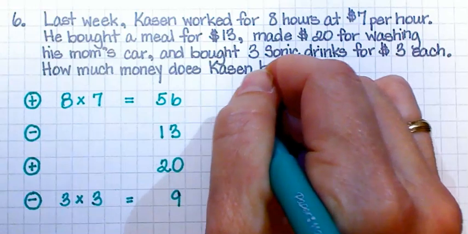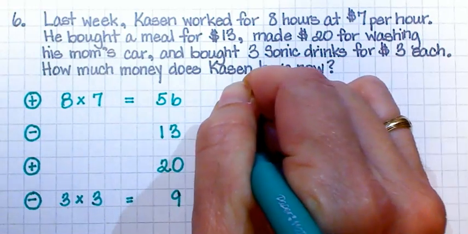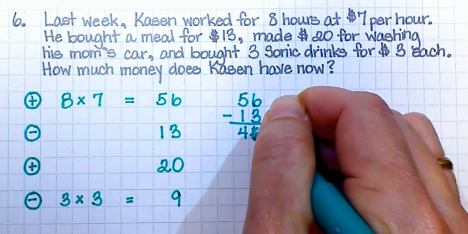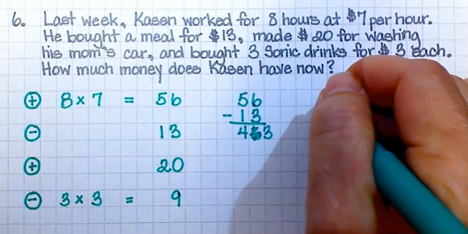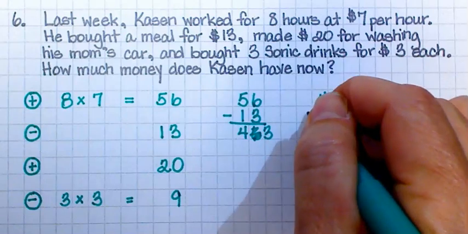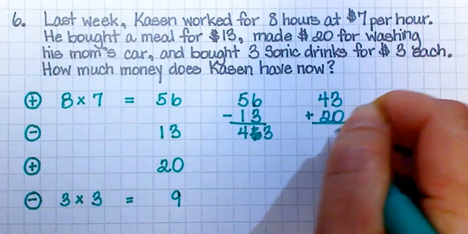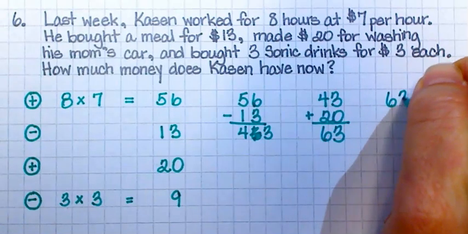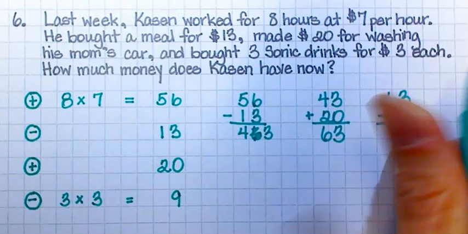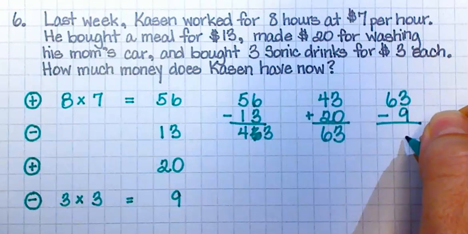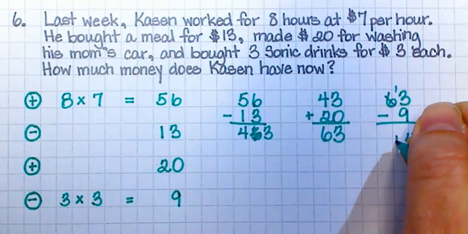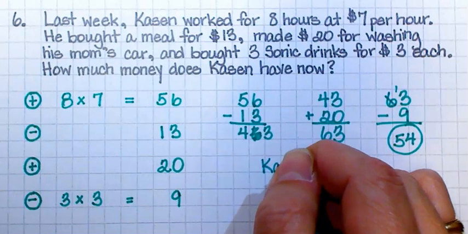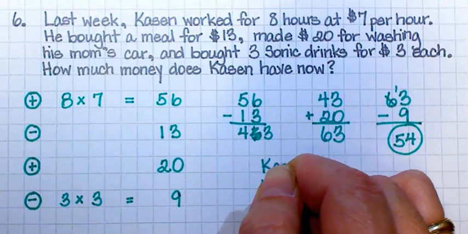Okay, so we just got to keep track of everything. He earned $56, and then he spent $13. So now he has $43. He's down to $43, but then he washes mom's car and earns $20. Now he's up to $63. Then he goes to Sonic and spends $9 on some drinks. 63 minus 9, and you're going to wind up with $54. So how much money does Kaysen have now? Kaysen now has $54.